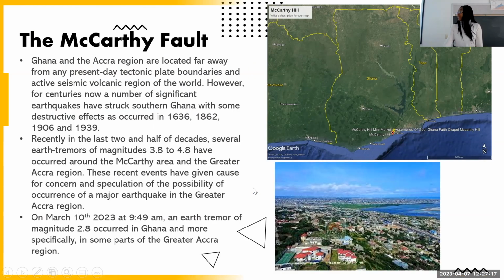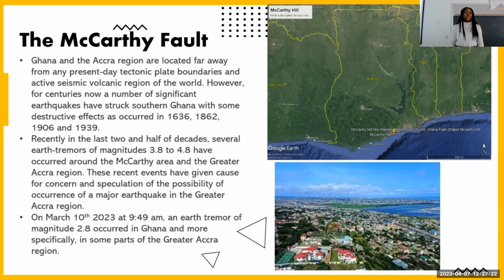Now, the McCarthy Fault. Ghana and the Greater Accra region are located far away from any present-day tectonic plate boundaries and active seismic volcanic regions of the world. Thank goodness, because I live there. However, for centuries now, a number of significant earthquakes have struck southern Ghana, with some destructive events, with the most dangerous being 1636, 1862, 1906, and 1939. So these were 4 of the most devastating earthquakes that struck the southern part of Ghana.